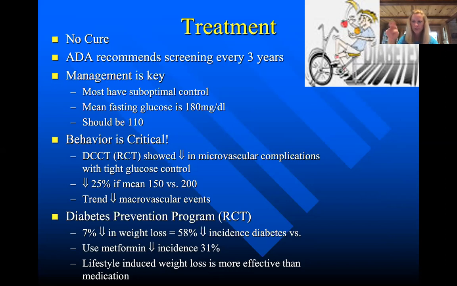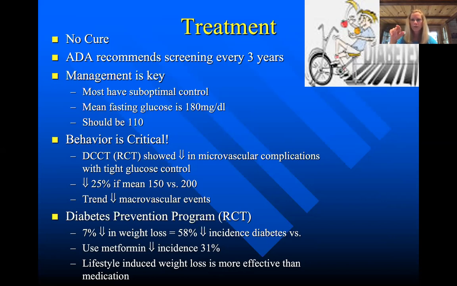So incidence, remember, is new cases. So this is a prevention study. 58% decrease with 7% weight loss. Pretty strong. Using metformin, which is an oral medication that lowers glucose levels, in that same study, if they were randomized to that group, they had a 31% decrease. So now they're taking diabetes medication to prevent it from developing. They also had a 31% decrease.